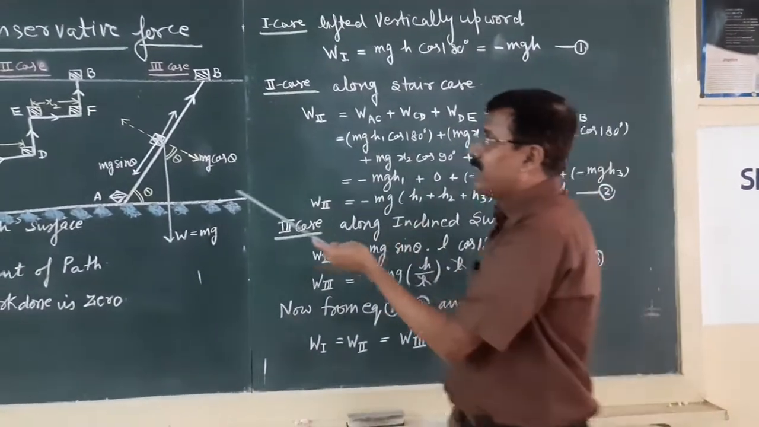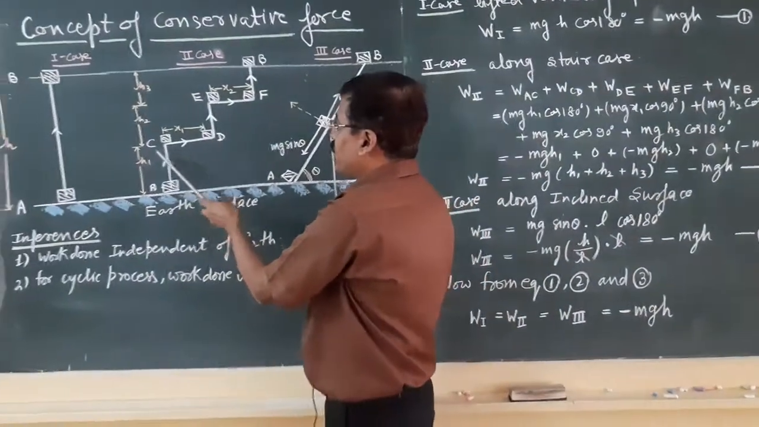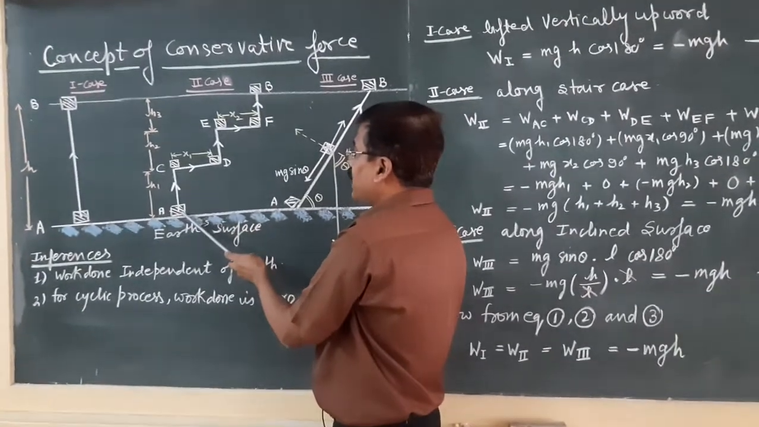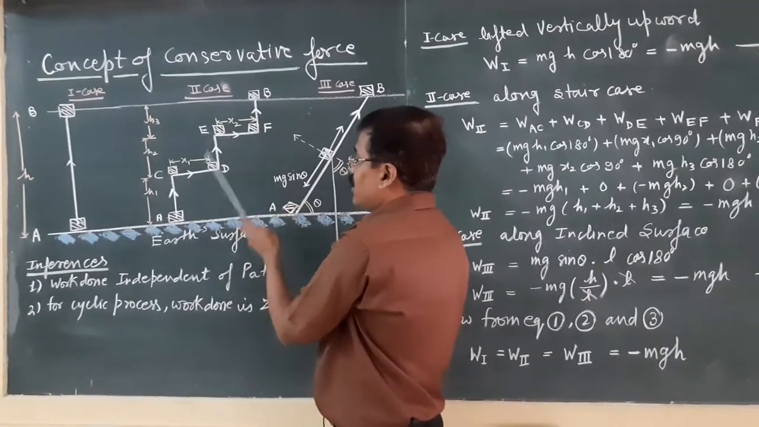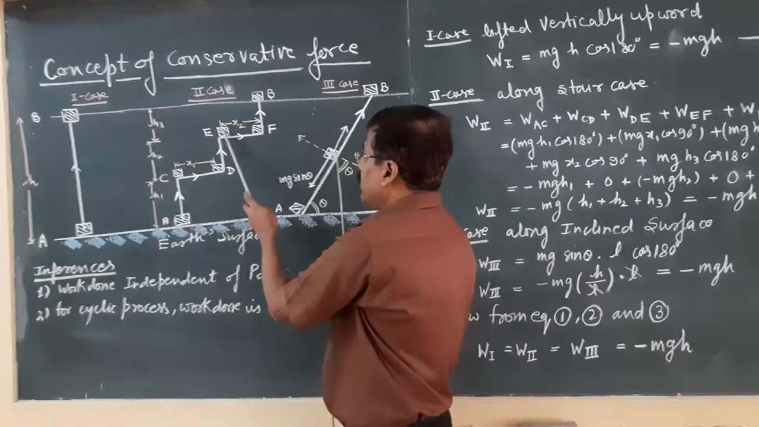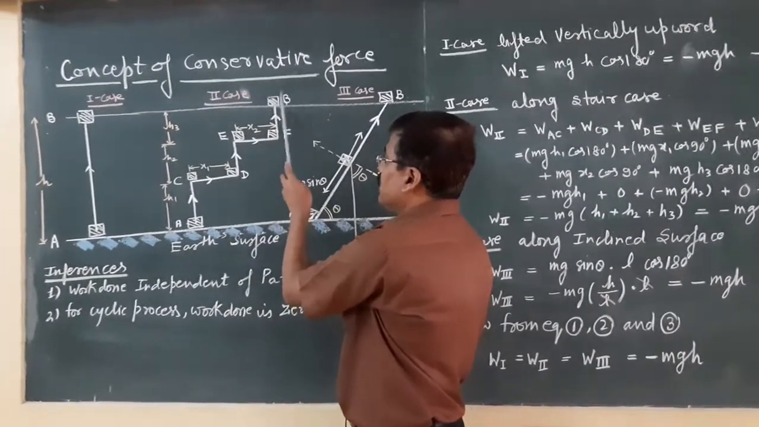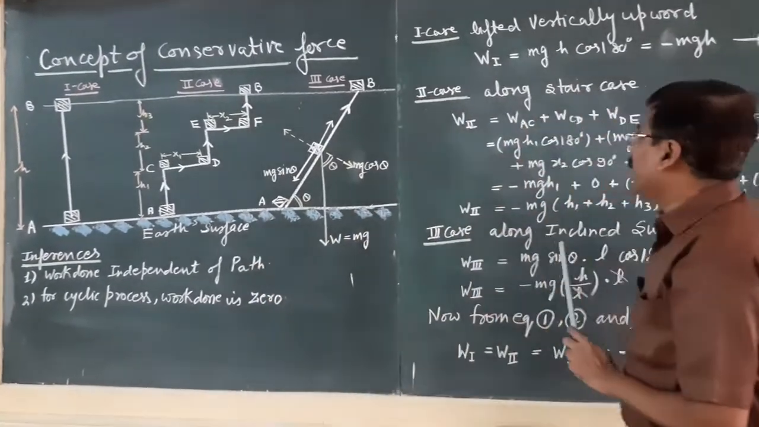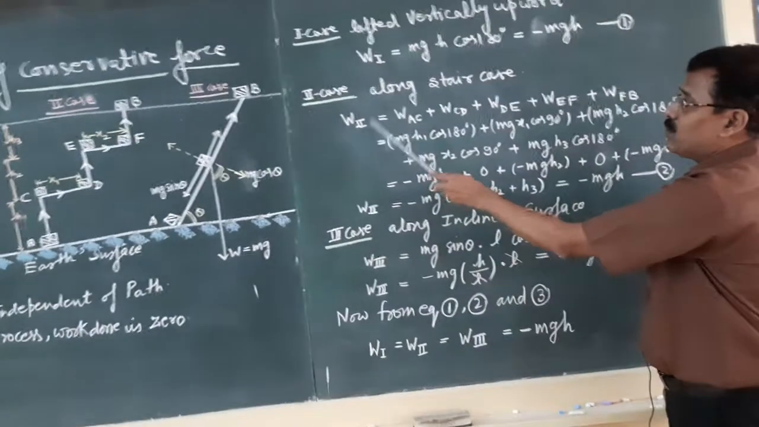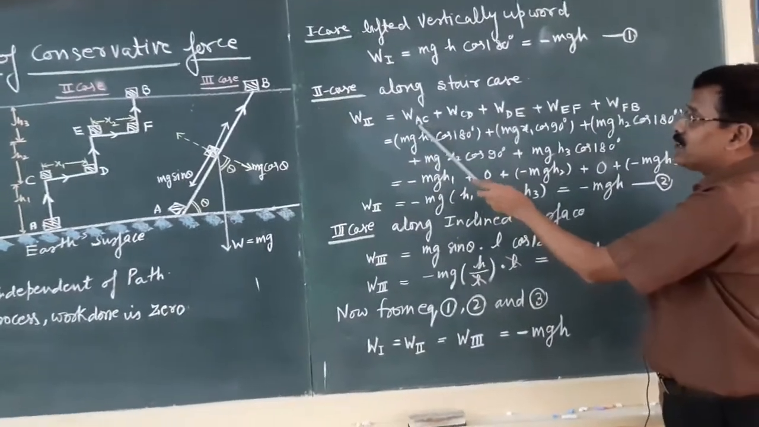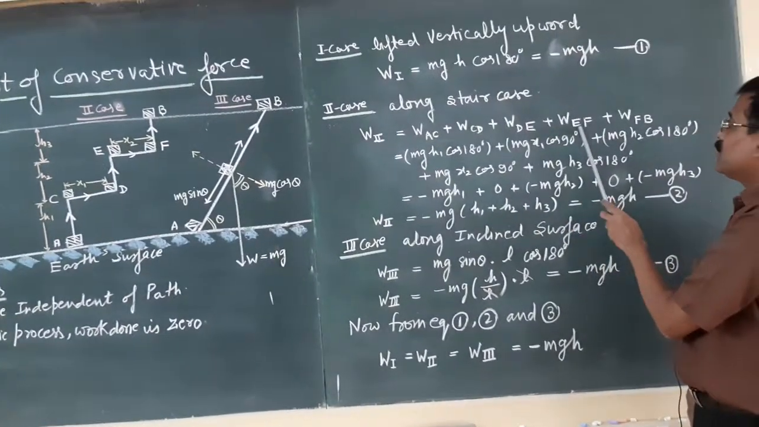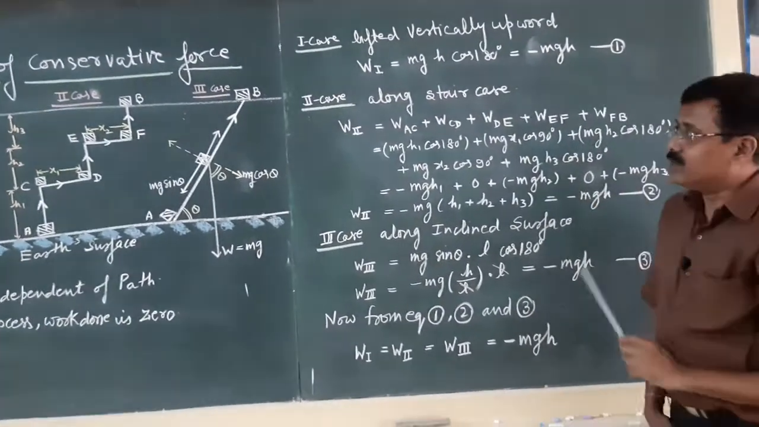Now, in the second case, the same object is lifted from A to B level through height h, but this time it is through the staircase. The object is lifted from A to C, then C to D, D to E, E to F and F to B. For these segmented steps, the work done we have is W2. In the second case, it is WAC plus WCD plus WDE plus WEF plus WFB.